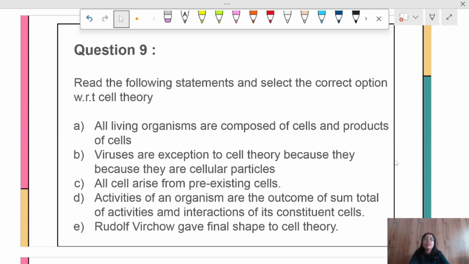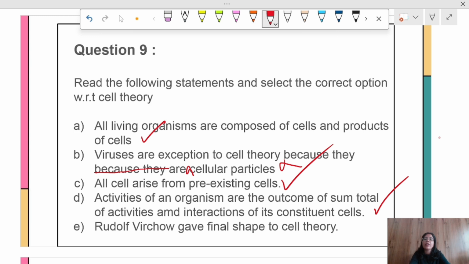Read the following statements and select the correct option with respect to cell theory. All living organisms are composed of cells and products of cell. Correct only. This is a line given in cell theory. Viruses are exception to cell theory because they are cellular particles. No, they are exception to cell theory because they are acellular particles. All cells arise from pre-existing cells. Yes, correct. Activity of an organism are the outcome of sum total of activities and interactions of its constituent cells. Yes, this is the line of NCERT.